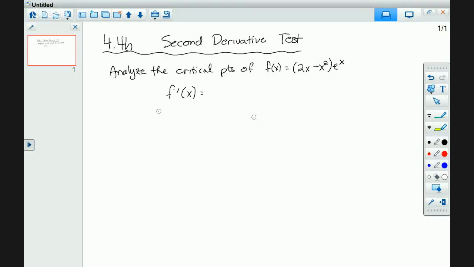Derivative of the first, copy second, copy first, derivative second. Okay. Oh, this one's going to be easy. We thought it was mean and evil. Okay, set equal to 0. I'm going to factor an e to the x out. Okay? You okay with that?